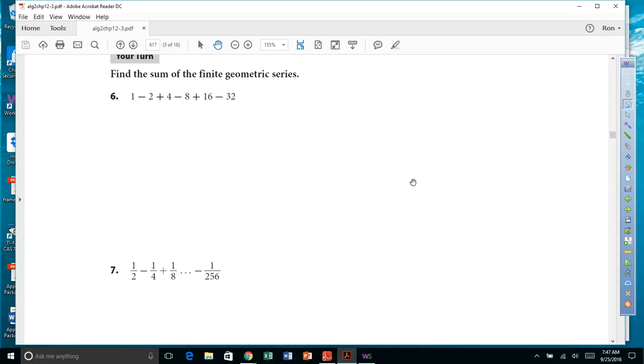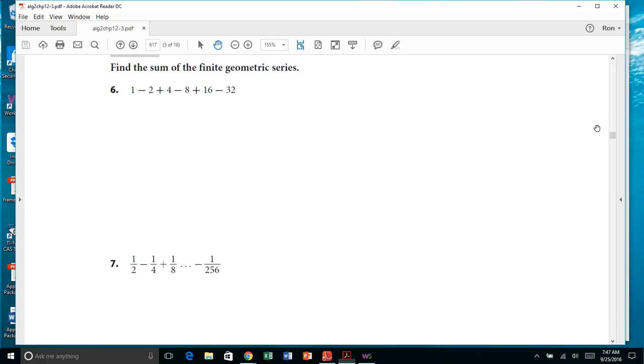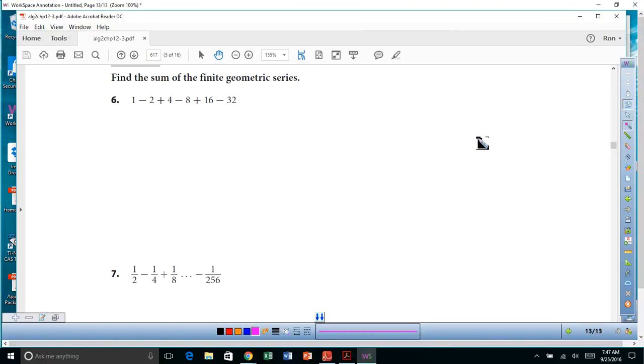Your turn. Find the sum of the finite geometric series. Now, like I said, how many terms do you have here? 1, 2, 3, 4, 5, 6. Really, if it were me, I wouldn't use the formula. I would just add them up and get whatever it is. That would be quicker. But let's practice the formula. So we're going to start off with A. What is A? A is the first term, and that's going to be 1.